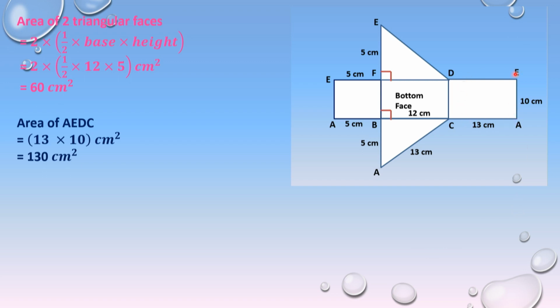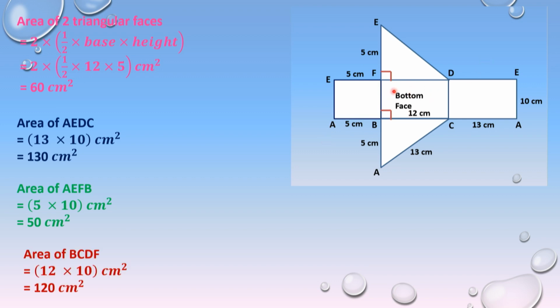Next, we are going to calculate area of rectangle AEDC. This rectangle, so 13 times 10, which is equal to 130 centimeters squared. Next, we are going to calculate area of rectangle AEFB. So this is going to be equal to 5 times 10, 50 centimeters squared. Next, we are left with the bottom part, that is area of rectangle BCDF, which is going to be equal to 12 times 10, that is 120 centimeters squared.